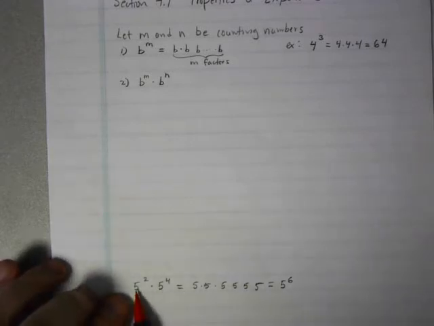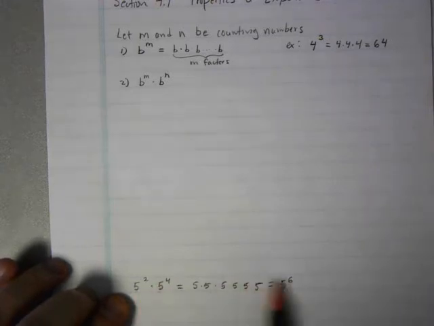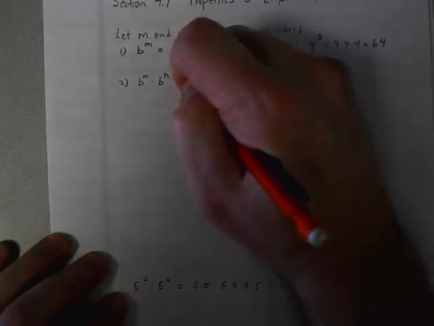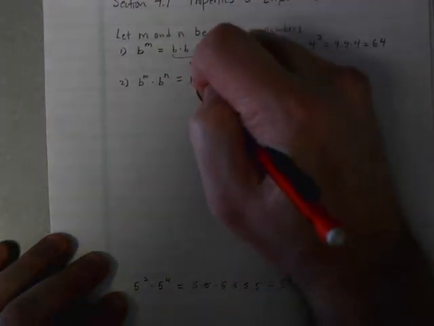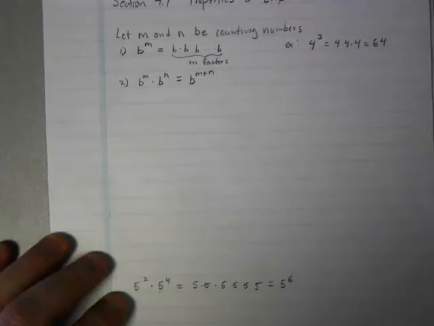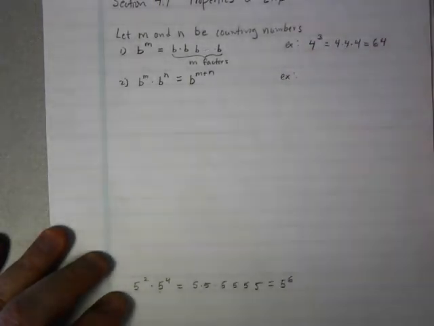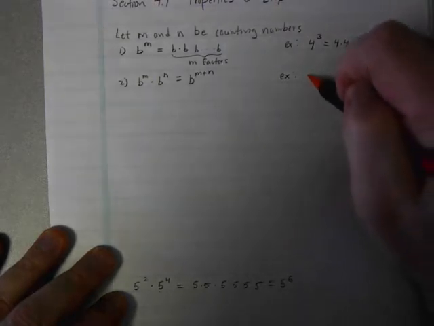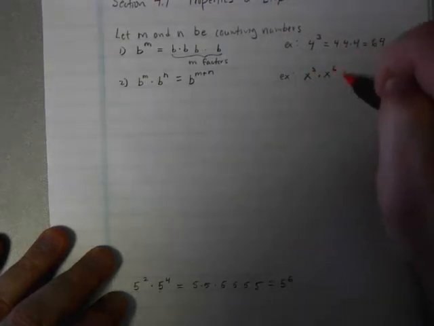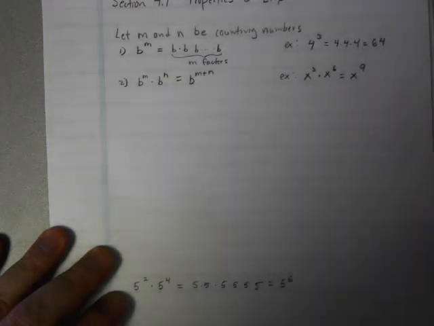Notice what happened. The 5 didn't change. The 5 is the base, it's still 5. And with the exponents, we added them. So that's rule number 2: b to the m plus n. An example of this might look like x cubed times x to the 6th equals x to the 9th.